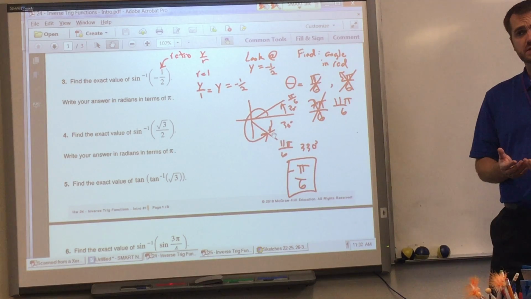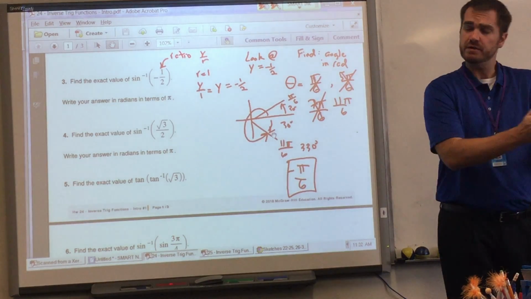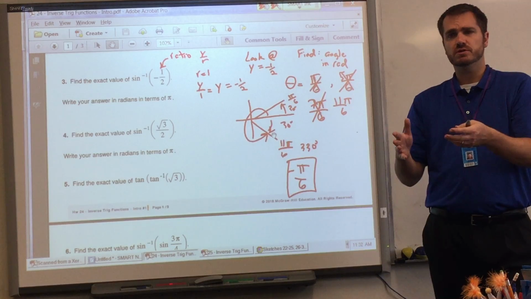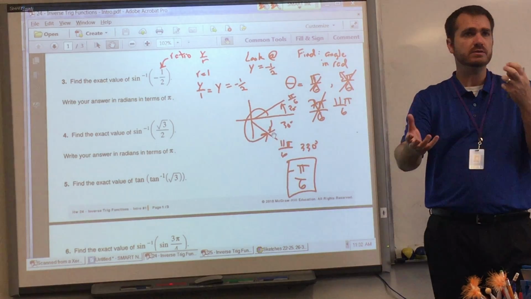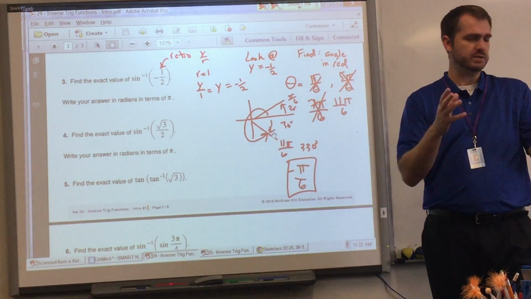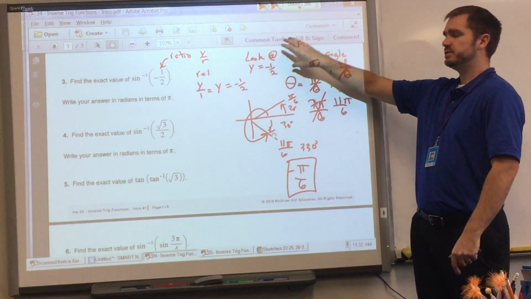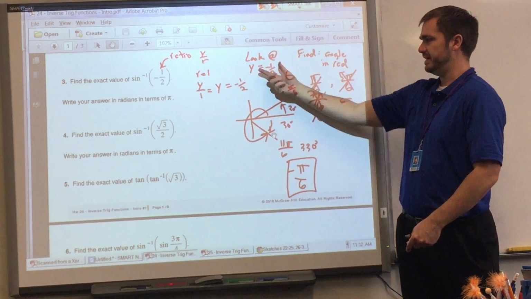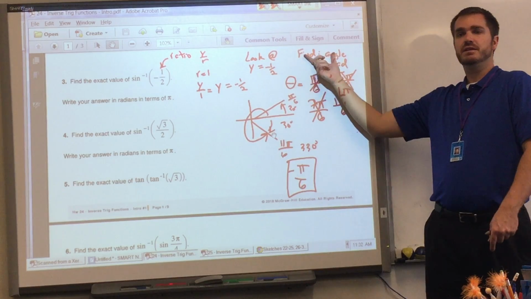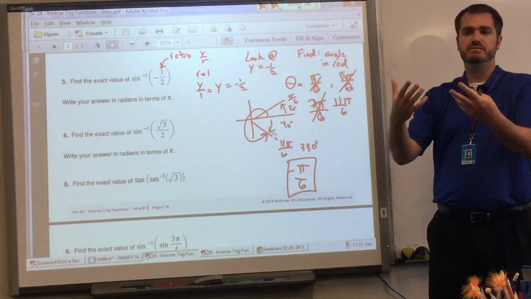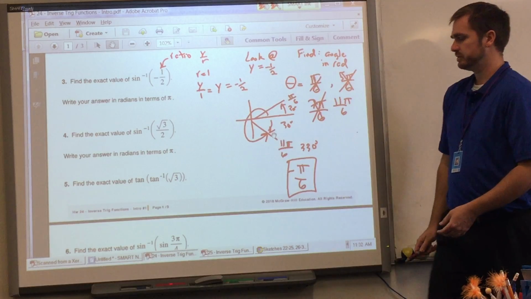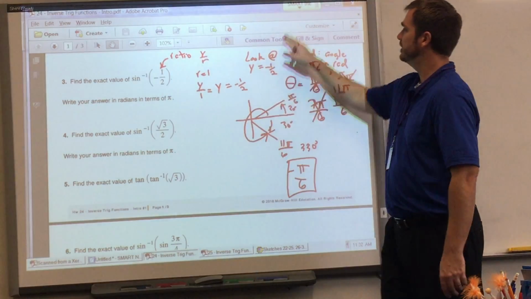Students tend to get confused with sine and inverse sine because they're not sure if they're looking for an angle or if they're looking for the y value, or which one's which. So what I'm going to try to do on all these problems is say, look at this, find this, just to be extremely over-communicative here.